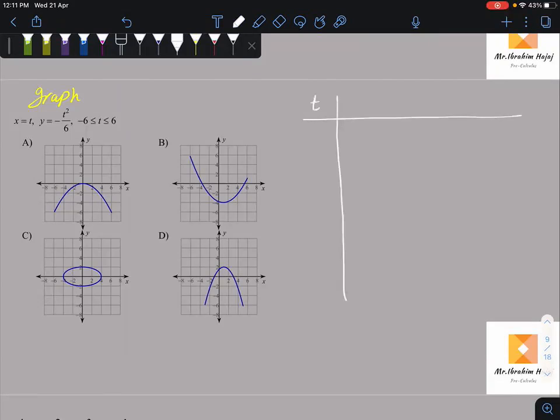We put here the t, and the values are given from -6 up to 6. So -6, -5, -4, -3, like this, -2, -1, and 1, 2, 3, 4, 5, and 6. We will not do all of this. We can do some of them and pick the correct answer directly. So for the first one, we'll write here x, and we'll write here y.